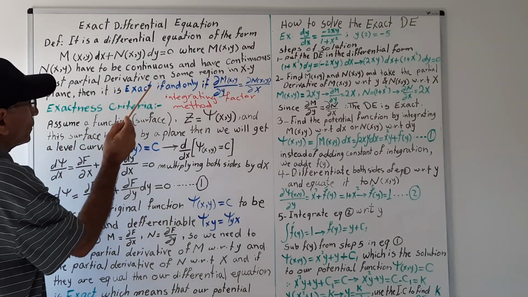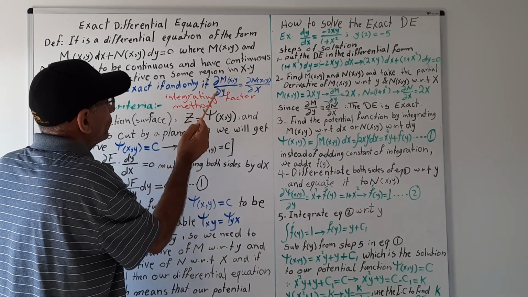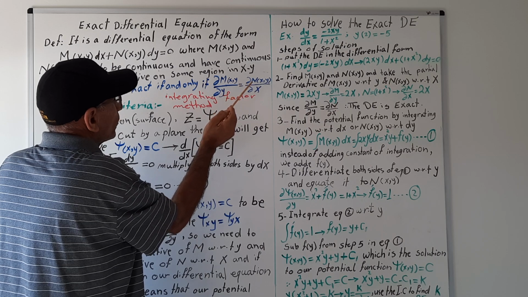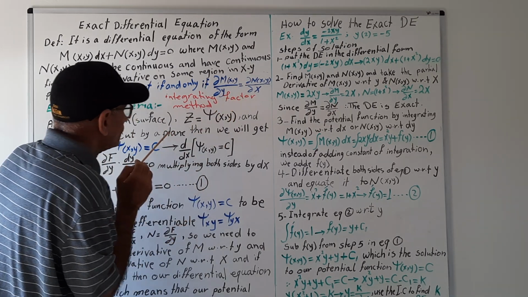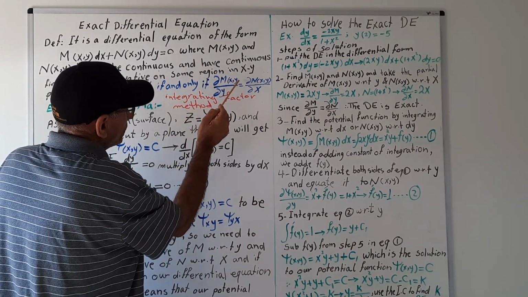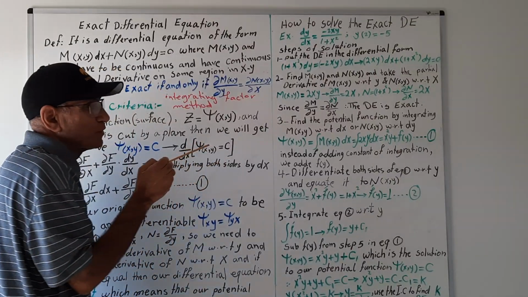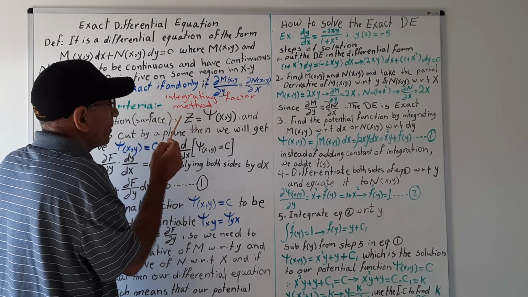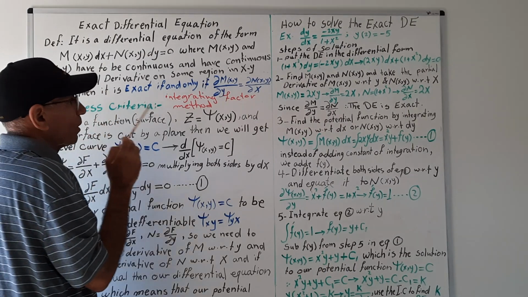Then it is exact if and only if the partial derivative of M with respect to y equals the partial derivative of N with respect to x. So if these two functions are not equal, then in the next video we will use another method called the integrating factor method to solve it.